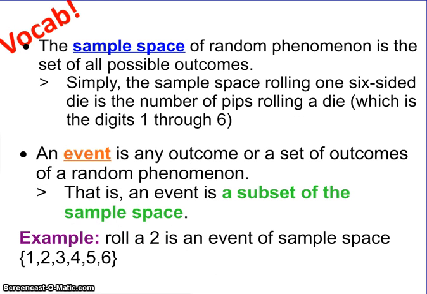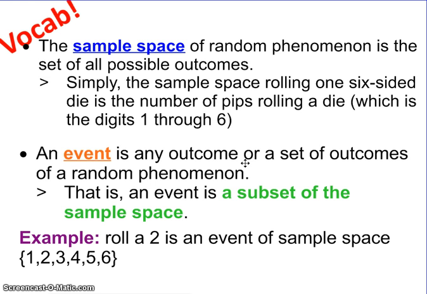Throughout this unit, I'm going to be using some different vocabulary words that you are going to need to be familiar with. First, sample space. A sample space is all the possible outcomes. If you take a sample space of rolling a dice, your possible outcomes are 1, 2, 3, 4, 5, 6, because there are 6 sides labeled 1 through 6. If you were flipping a coin, your sample space would be heads or tails.